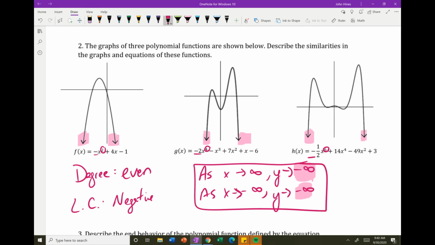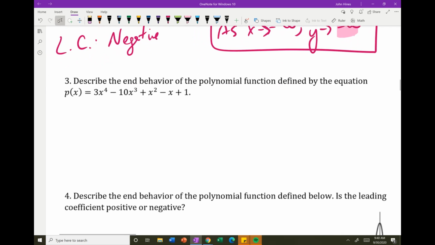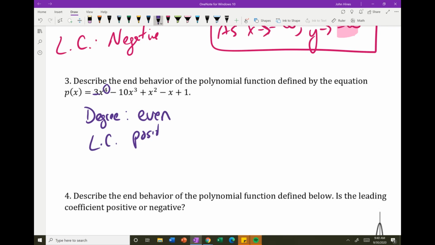So that's how we describe the end behavior of these polynomials: as x gets really big and as x gets really negative, that's what we look for. Let's practice this. Describe the end behavior of this polynomial function. To look at end behavior, we need two things: the degree and the leading coefficient. The degree is even, and my leading coefficient is positive.